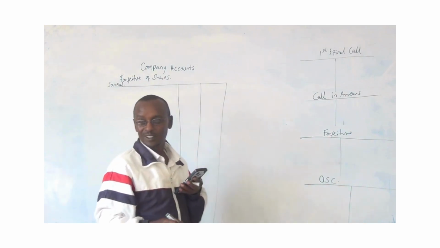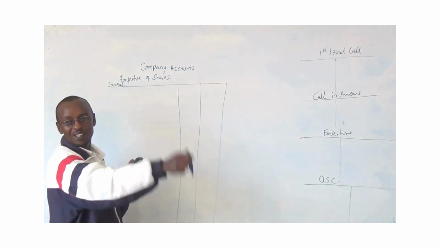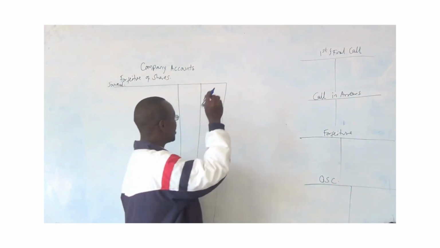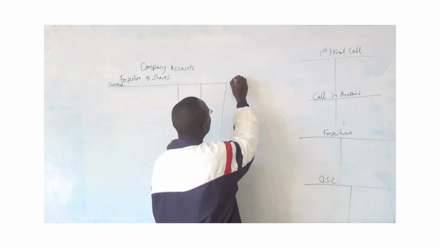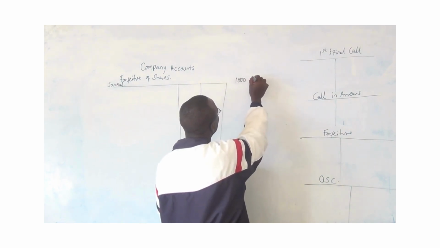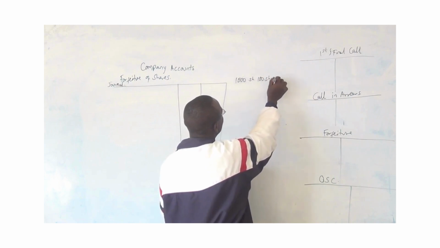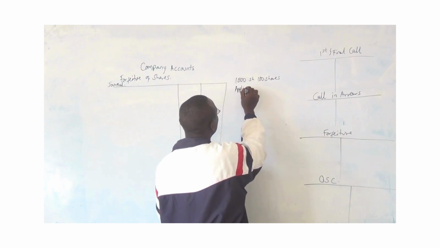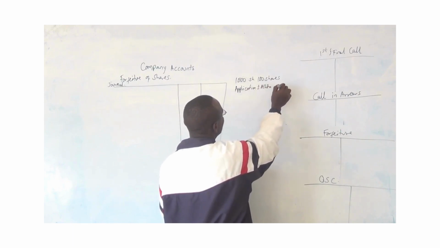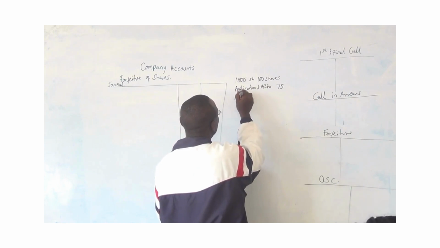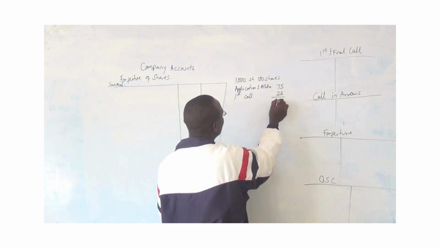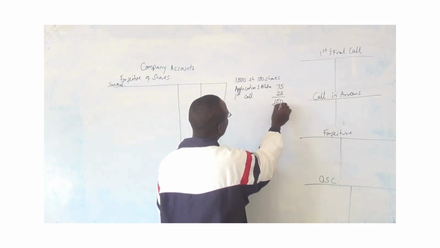The next step, hapa kuna journal. The entries are the ones that we are making in the journal. Then, hapa kuna zile funds. Tumepewa tuianze na nini? Shillings. Not shillings. 1,000 shillings, 100 shares. Then you have application and allotment 75. Then first call 25. The total will be 100 shillings.